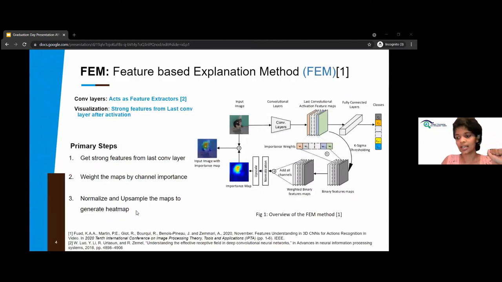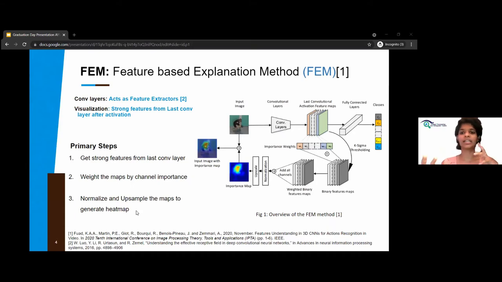Moving on, other than those methods that I presented in the previous slide, my primary focus was on a recently proposed and developed feature explanation method called FEM. Actually, this method was developed and proposed by a previous year IPCV student. And my task was to work on further modifying this so that the final explanation maps were even better, so as to improve its performance.